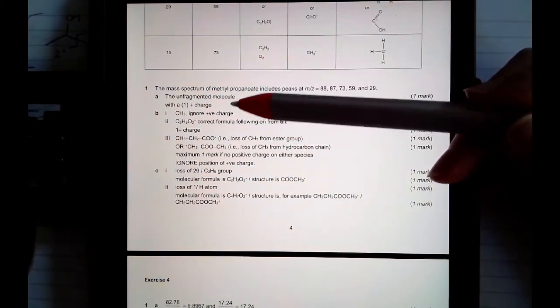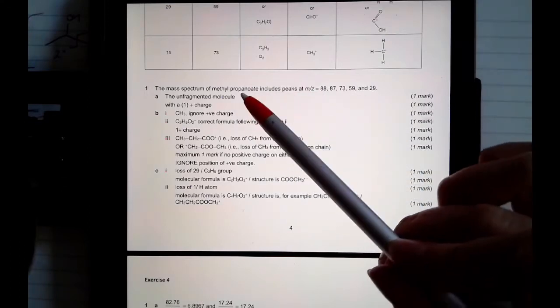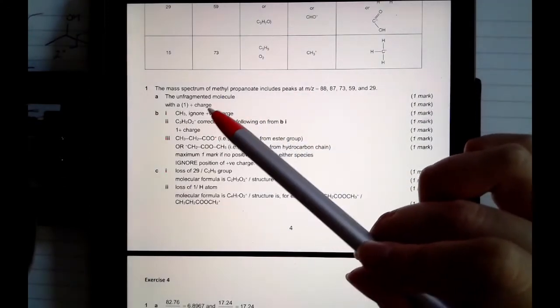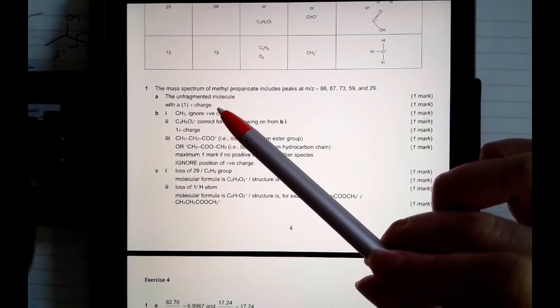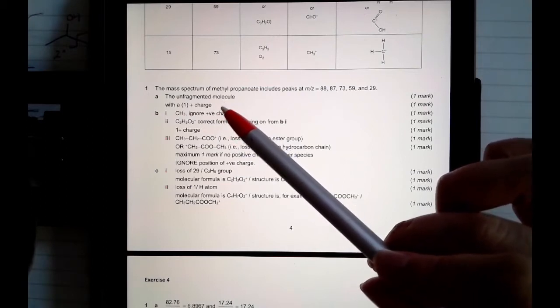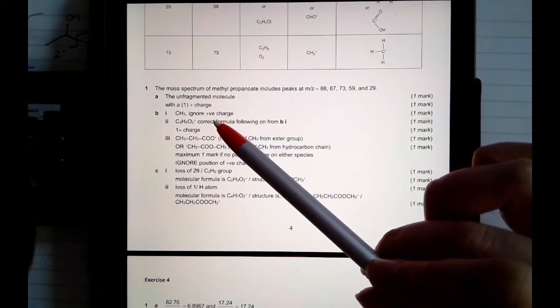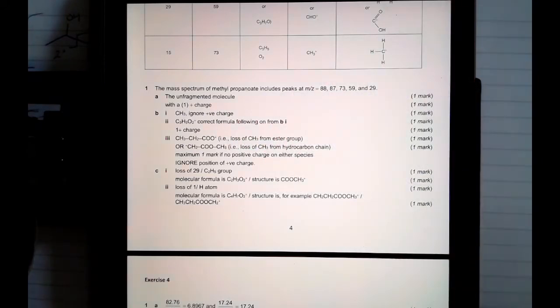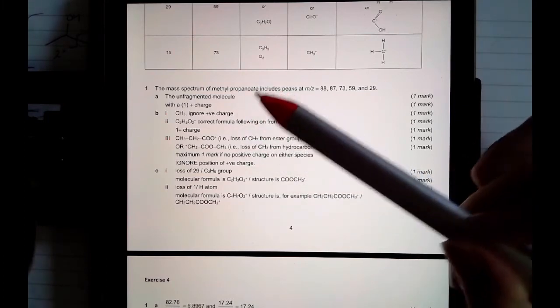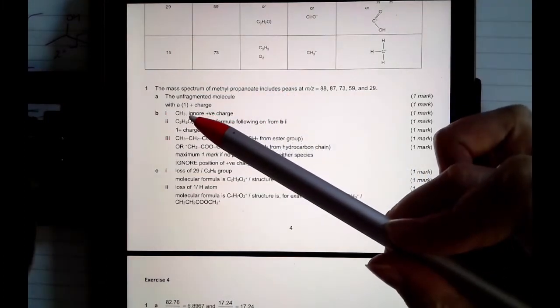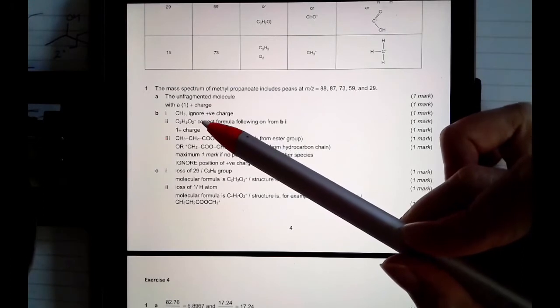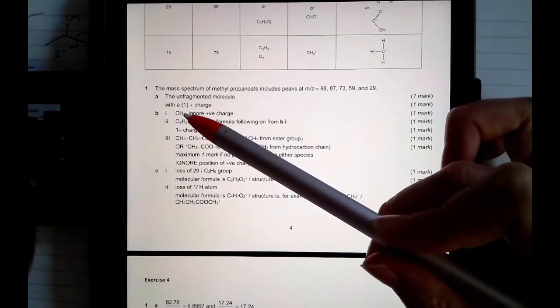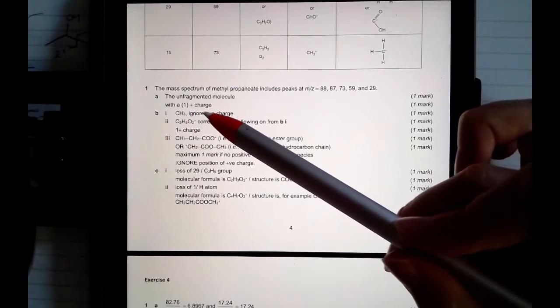So the first one, they just ask you what a molecular ion is. It's the unfragmented molecule with a positive charge. If you don't mention that it's charged, then you're not explaining why it's an ion, so make sure you're including that. They ask you what you would have lost to have a peak at 71, I think it was. So you find out that you've lost a mass of 15, so therefore you are likely losing a CH3.